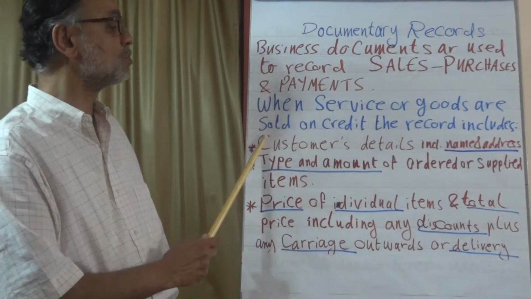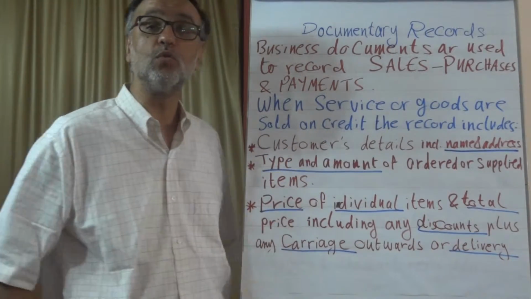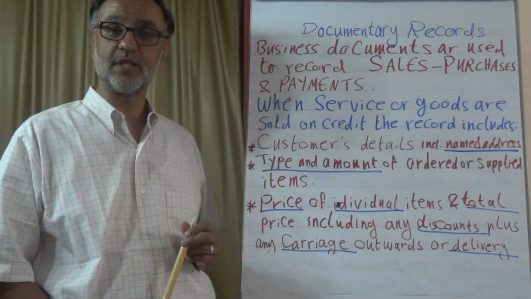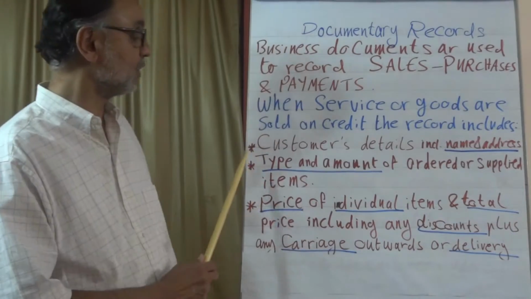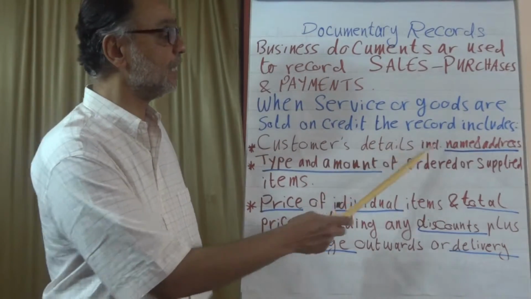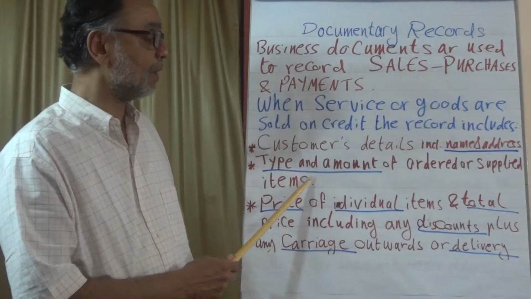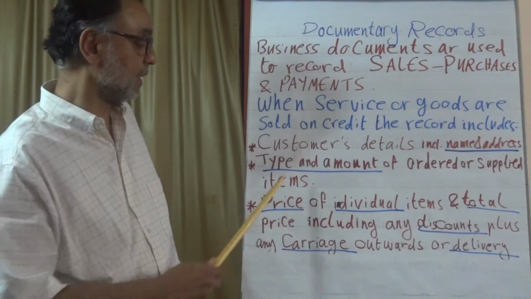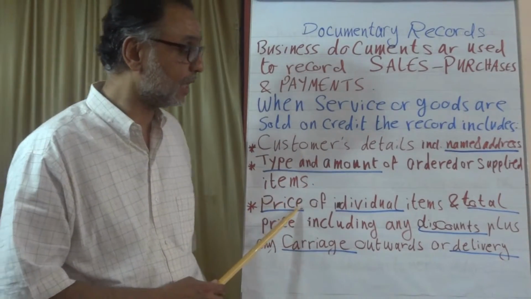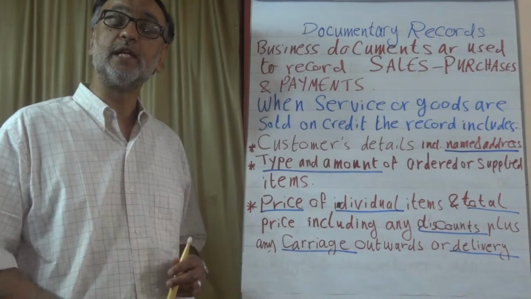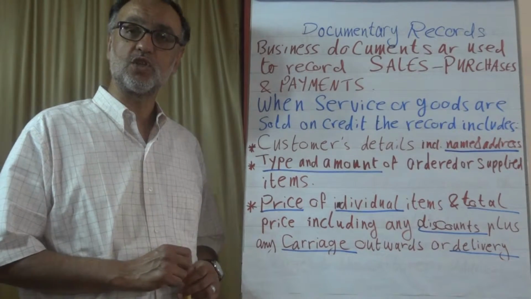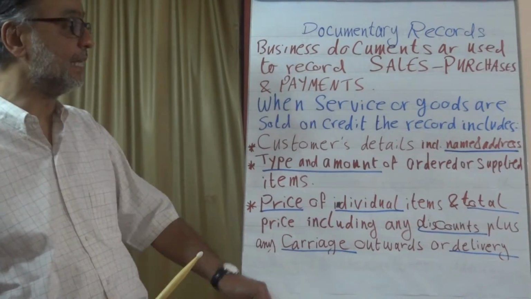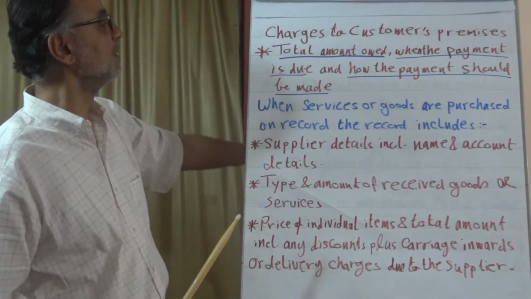When service or goods are sold on credit, the record should include... So we are talking now about sales. When we sell something, we need to have certain information kept in our records. Record should have customers' details, including name and address, and type and amount of ordered or supplied items, price of individual items, and total price, including any discount and carriage and delivery charges, if any. And of course, we need to have the date of the transaction.